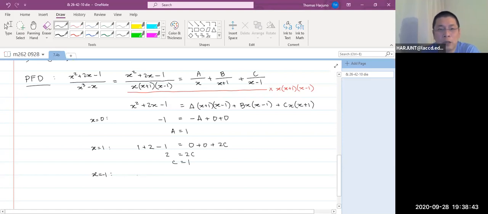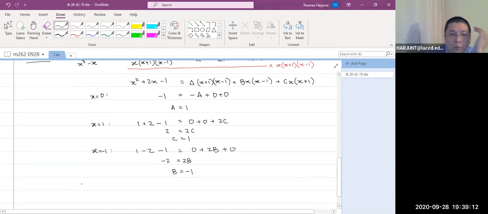When x is negative 1, this is 1 minus 2 minus 1 equals to, when x equals negative 1, this is 0. That's 2b plus 0. Am I right? So negative 2 equals 2b, therefore b is equal to negative 1.